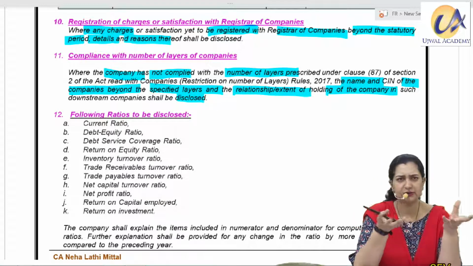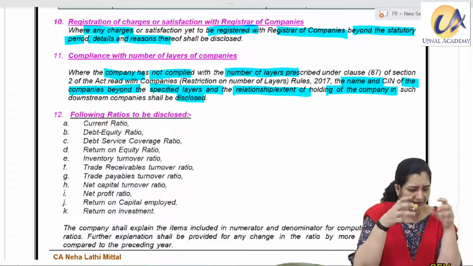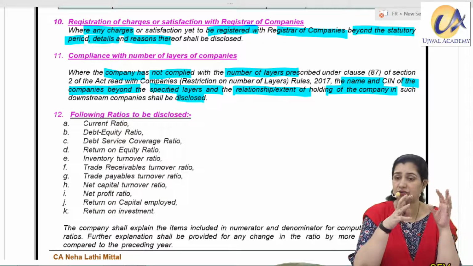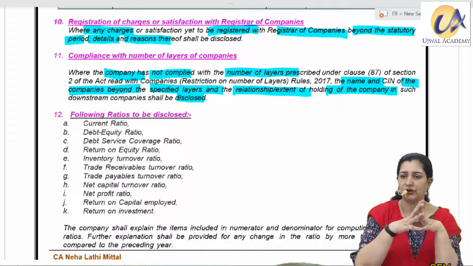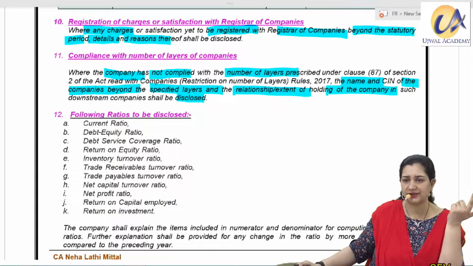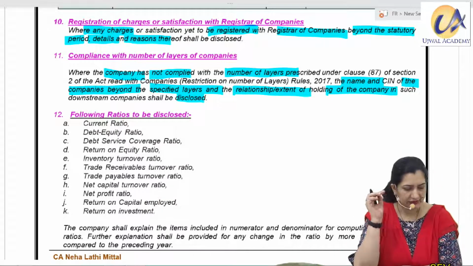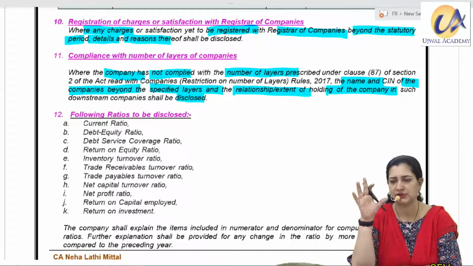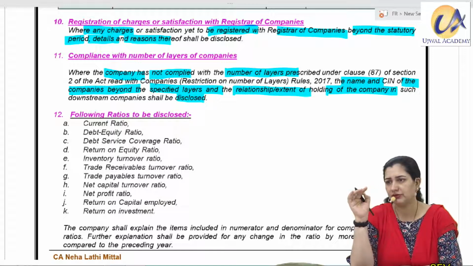These ratios you have learned in your FM. Current ratio, debt equity, debt service coverage ratio, ROE. We have got, right, inventory turnover ratio, etc. Trade receivable, trade payable turnover ratio, NP ratio, etc. All these ratios, ROI, we need to give these ratios.